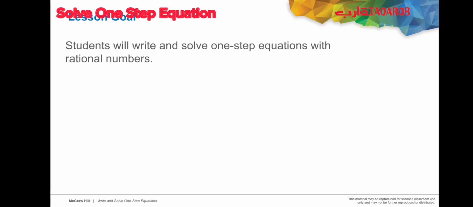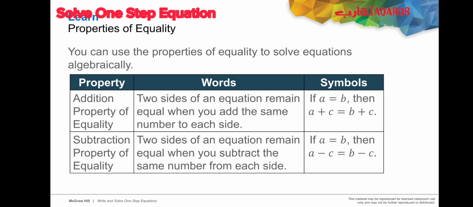So at the end of the lesson, students will write and solve one-step equations with rational numbers, different kinds of rational numbers, fractions, and whole numbers, and how to deal with integers if they are coefficients of the variable, etc. But let's first remember together the properties of equality.